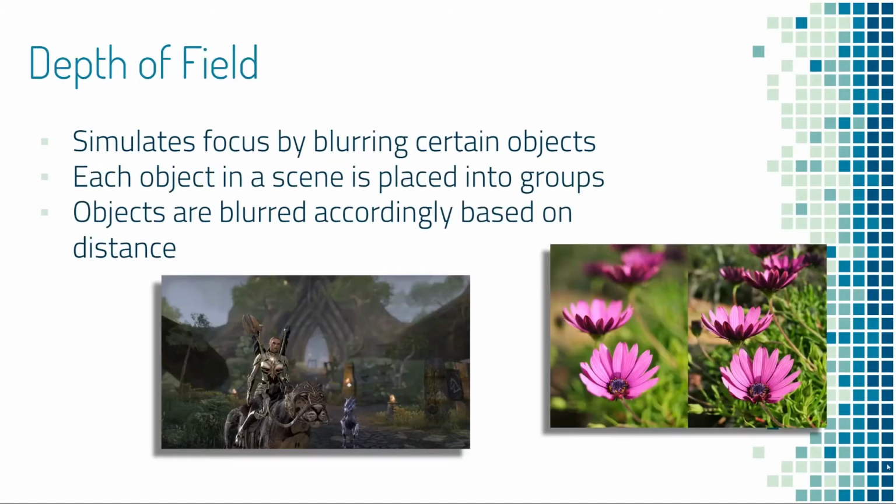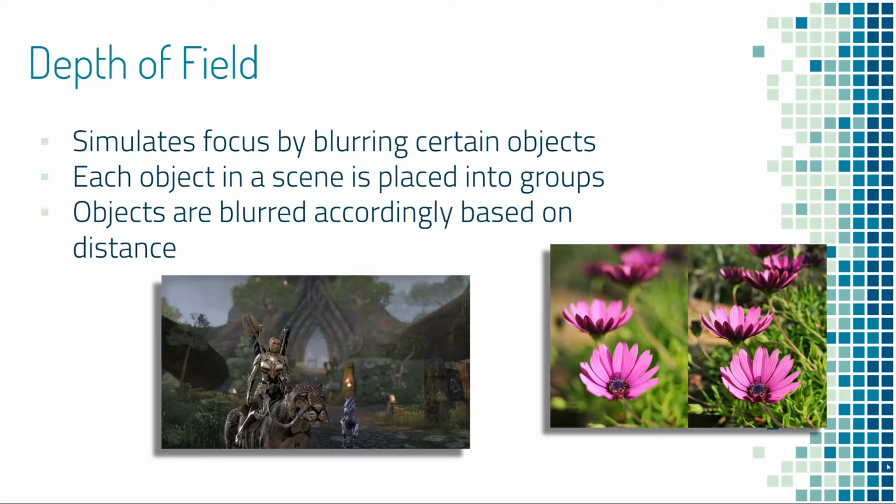All right, so the next effect that we're going to be talking about is depth of field. Depth of field is similar to bloom in that it also involves a blur, but instead of involving object lighting, it involves every object in a scene and the camera. Depth of field's purpose is to replicate the effect of focus, in which certain objects are focused in a view while others are not.